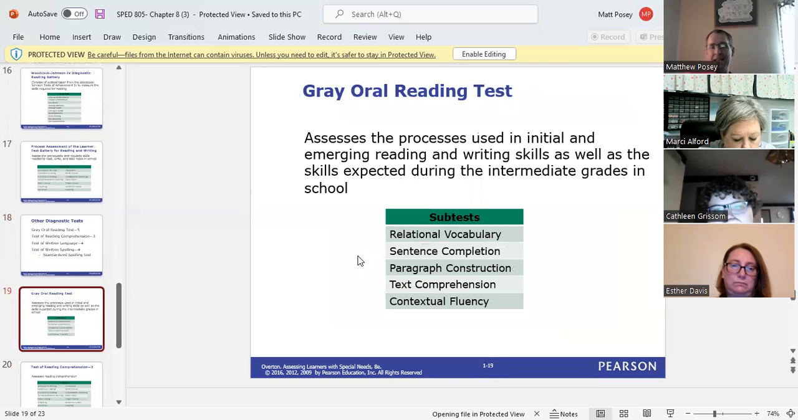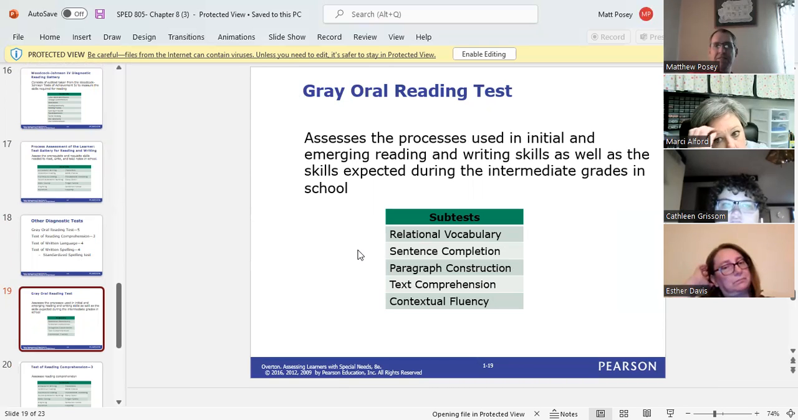Gray Oral Reading Test. That's another common one that's used in lower elementary. Have you guys heard of that one before, or does your district use it? Anyone familiar with that? Okay, it's another diagnostic assessment. A lot of districts do use the Gray Oral Reading Test. It says this process is used in initial and emerging reading. So you're going to see that in lower elementary more so than in any other area. And also it's going to determine skills that are expected during intermediate grades in school.